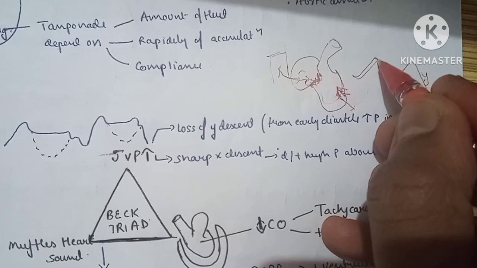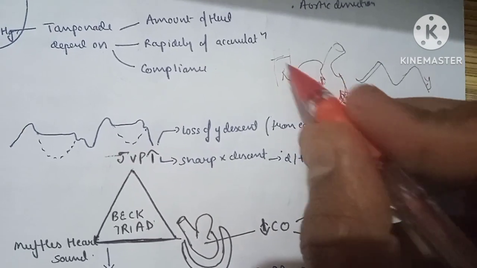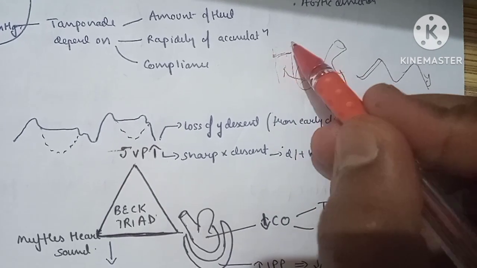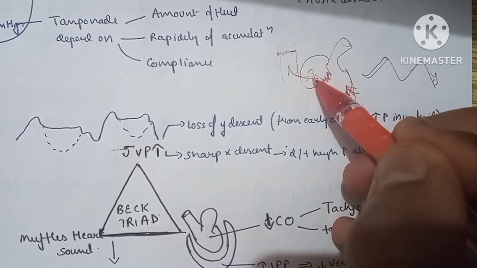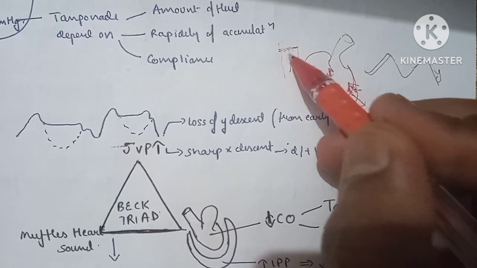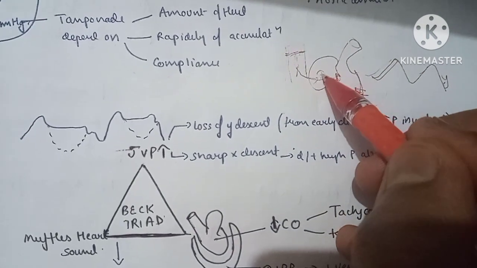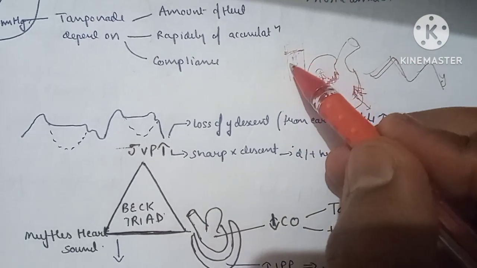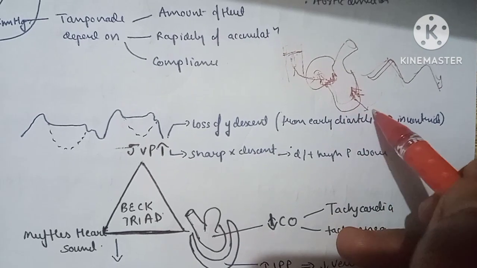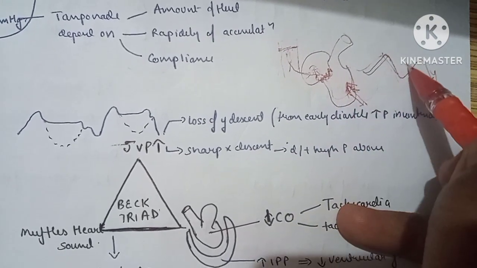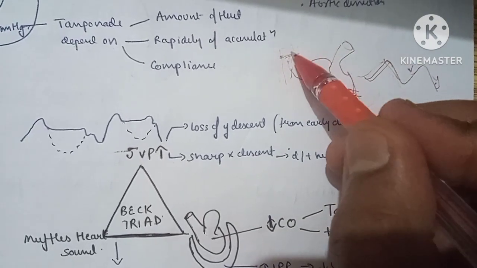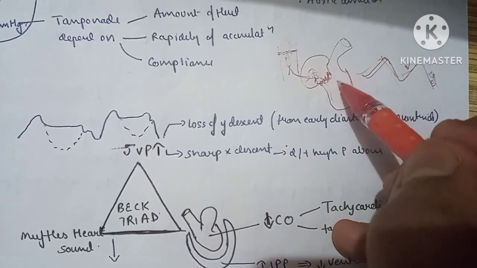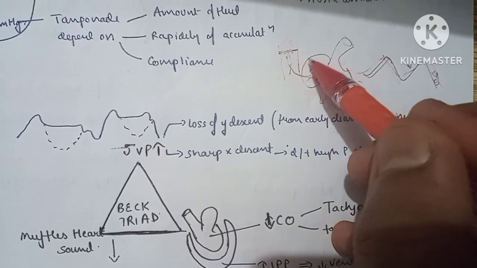The JVP is telling us about the column of the blood in the internal jugular vein. So as the atrial systole occurs, the blood column rises up, that is the A wave. As the atria start relaxing, we have the C wave, and the blood column comes down. Again we have the ventricular systole leading to a V wave, that is manifested as a rise in the blood column in the JVP.